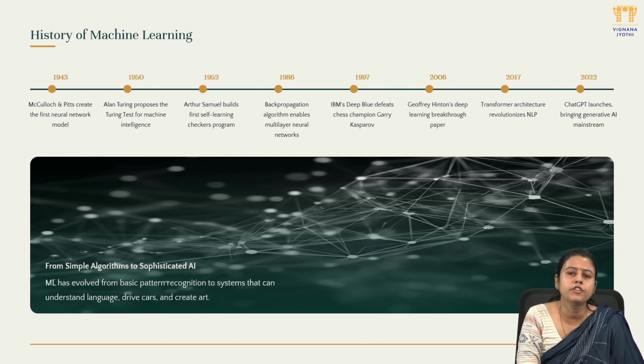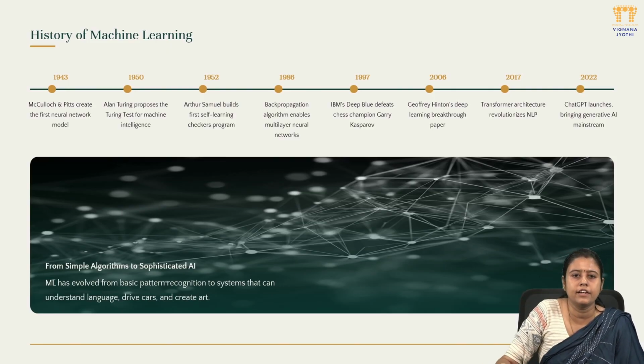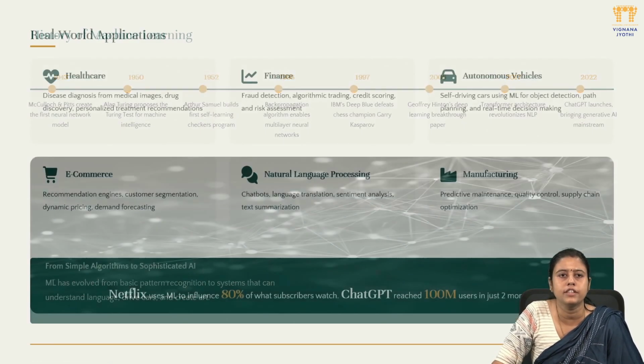Gary Kasparov is known as the human machine, and IBM's Deep Blue has defeated him. Next, deep learning was introduced in the year 2016. In 2022, ChatGPT launches and a new era has started. Nowadays AI is being used everywhere in 2026.